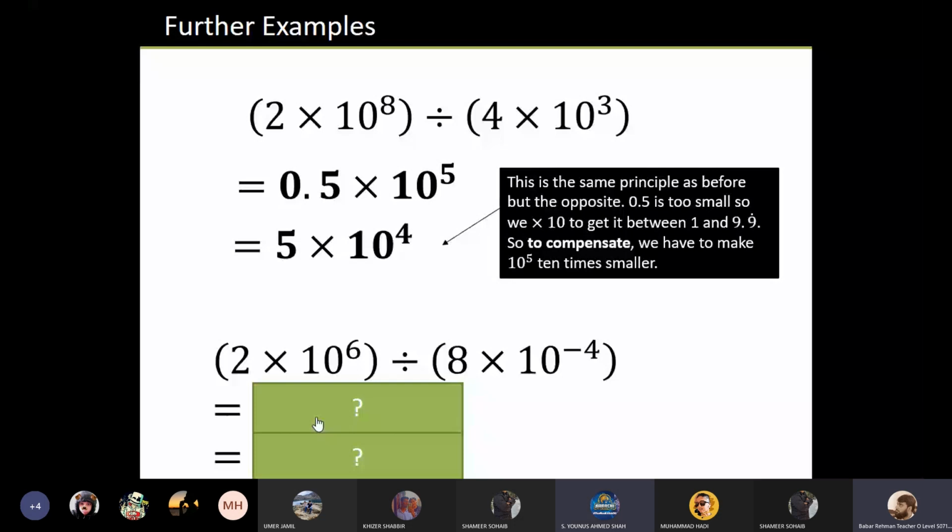Next slide you will do. 2 upon 8 means 1 upon 4, and 1 upon 4 means 0.25. Look at this. 0.25. 10 to the power of 6, minus and minus makes plus, then it will be 10. So now 0.25, if I want to convert it into standard form, how much negative power will come? 2.5 multiplied by 10 to the power of 9.